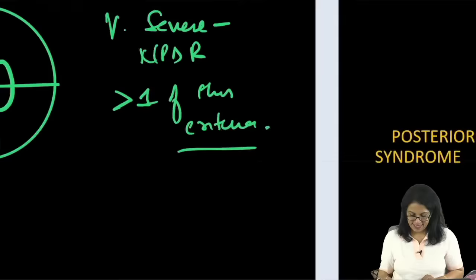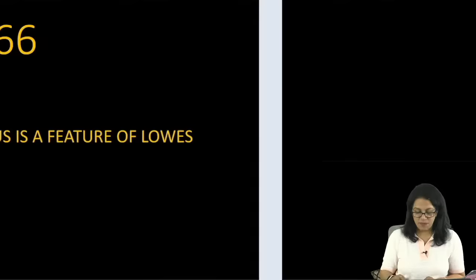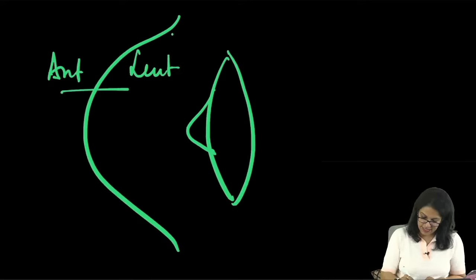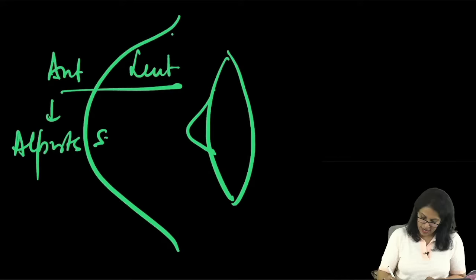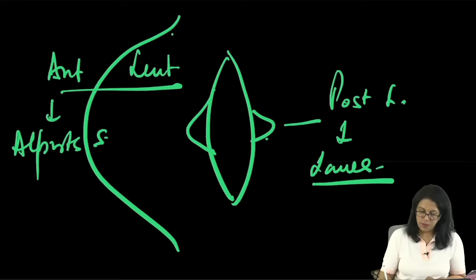Chalo, next point. Posterior lenticonus is a feature of Lowe syndrome. Simple. And we can also remember what about anterior lenticonus? Alport syndrome. So anterior lenticonus, Alport syndrome, and posterior lenticonus is Lowe syndrome. Simple, that is oculocerebrorenal.